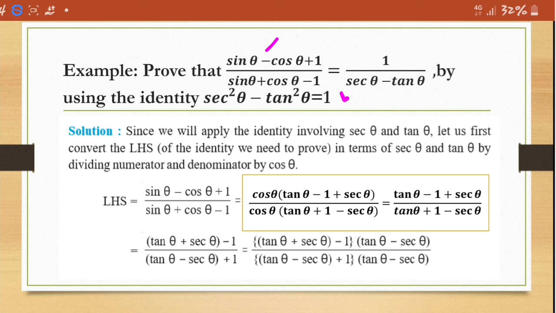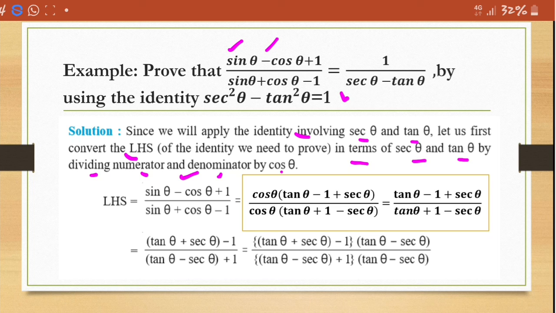Since we apply the identity involving sec theta and tan theta, and since the LHS is given in sin theta and cos theta, at first we will convert the LHS in terms of sec theta and tan theta by dividing the numerator and denominator by cos theta. So, this is the given LHS. I am taking common cos theta in numerator and denominator.